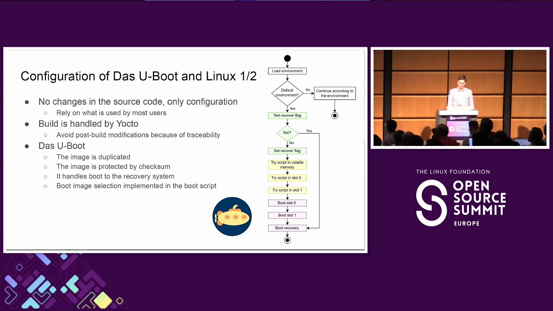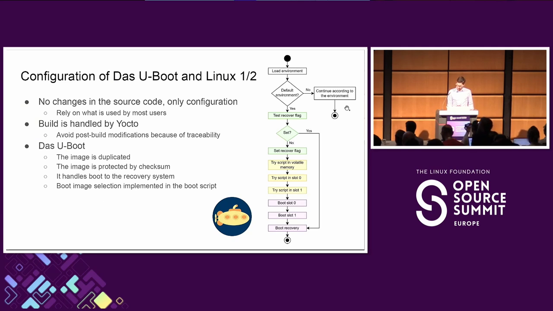The build is handled by Yocto, and we are trying to have everything in Yocto, all the source code, all the configuration, because it's really nice when you see at the end that you have one binary and you have the traceability, you have the knowledge of what's inside. So it's a nice use case for Yocto or any other build system. Just put everything into the build system, it really pays off.